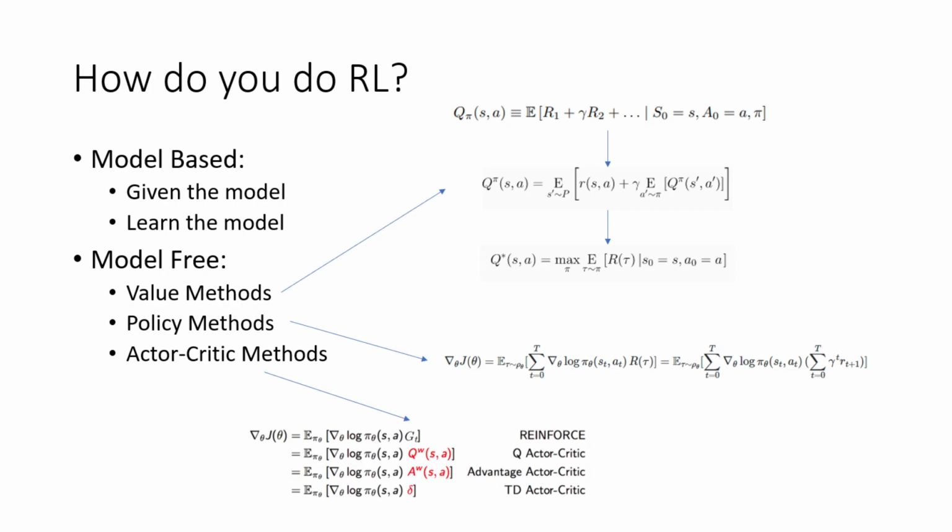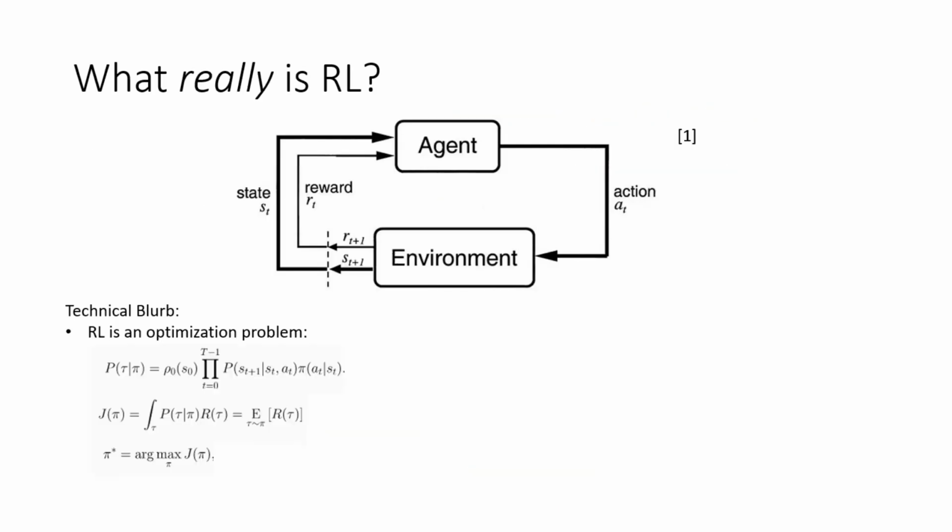Or you could also do policy methods where you directly update your decision-making process, or you can do actor-critic methods, which sort of combines the two, in which you have an actor that picks what decisions the agent makes, and a critic, such as some sort of value method, which informs the actor how good or bad the action was.